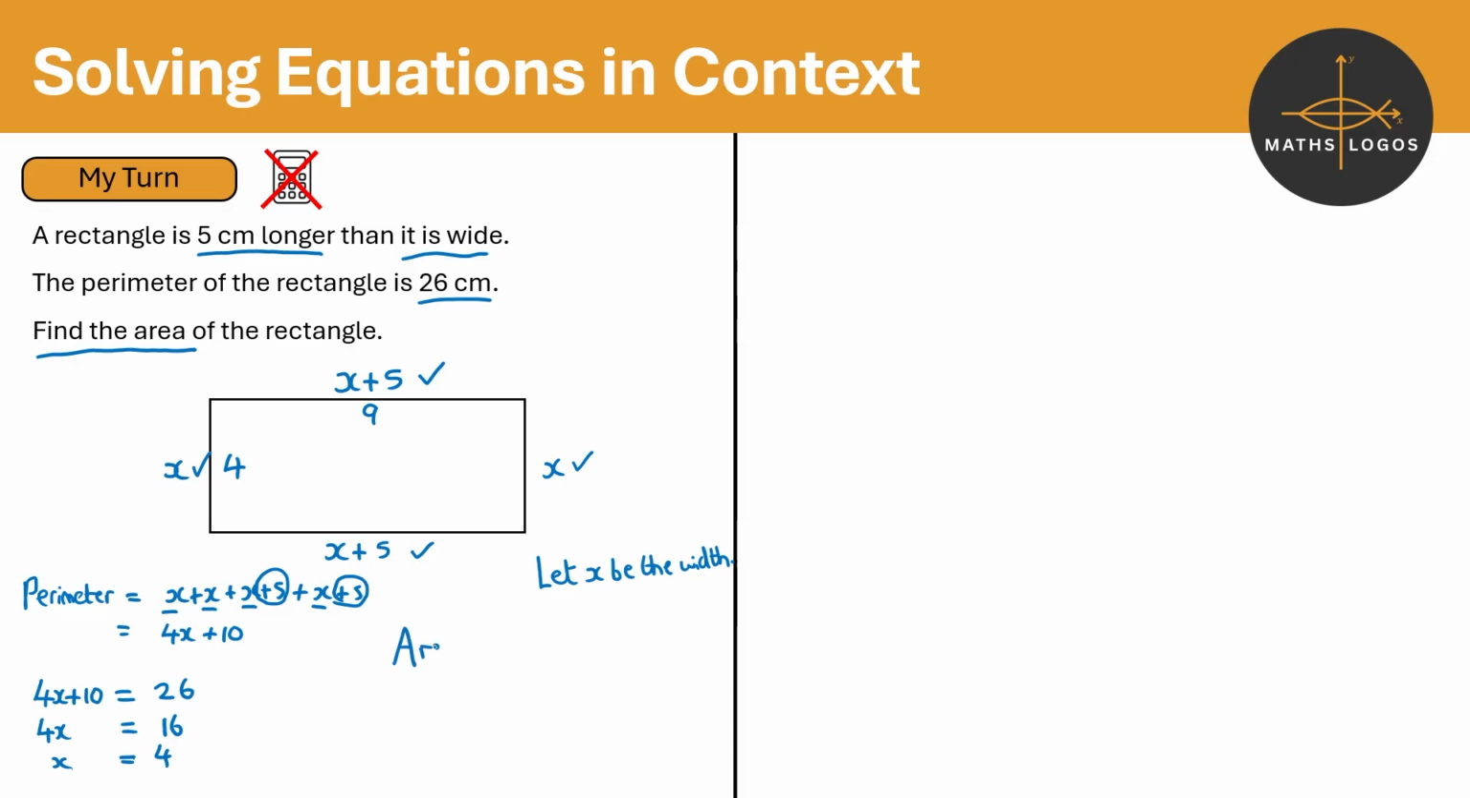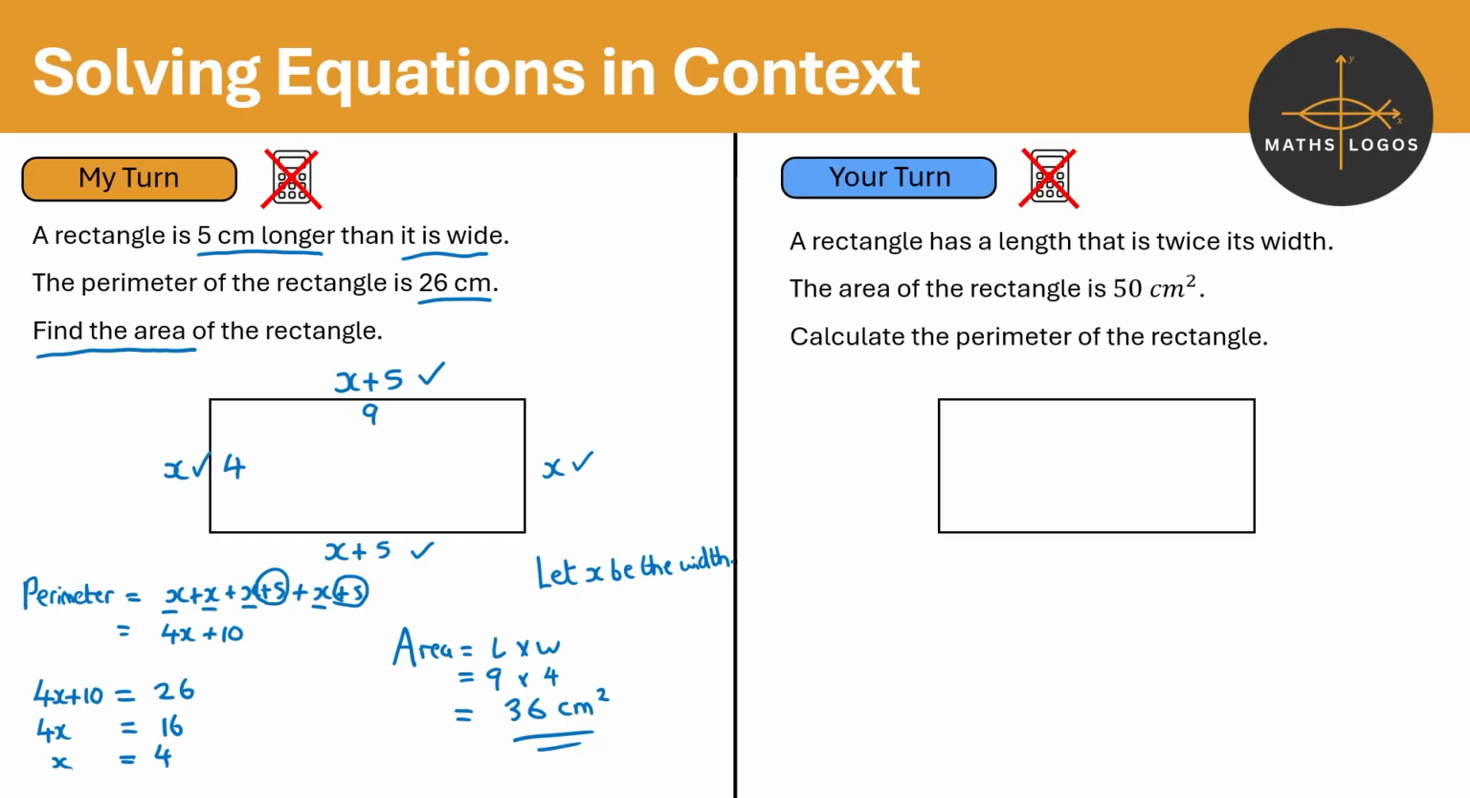The area of a rectangle is its length multiplied by its width. The length we said was 9 centimeters, and the width we said was 4 centimeters. 9 multiplied by 4 is 36. And I'll do a quick unit check. Given that the lengths are in centimeters, I know area has squared units, so my units are centimeters squared. And that's my answer. Give this one a go.